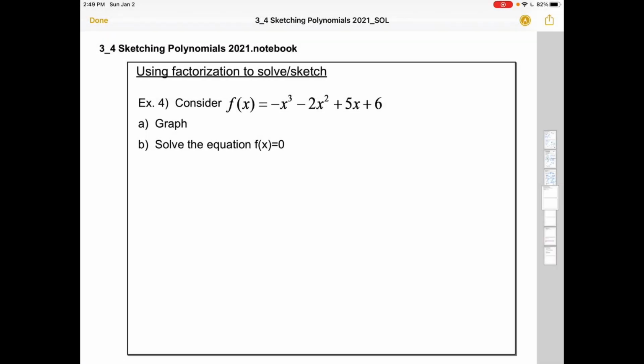Hi folks. In this video we're going to look at how to sketch polynomials when they're not given in factored form and how to solve them if they're not given in factored form. So we've already established that factored form is great. It helps us find solutions and x-intercepts. So if you're not given something in factored form, you can probably answer this question right off the bat. What are you going to do? You're going to factor it. That will make it easier.